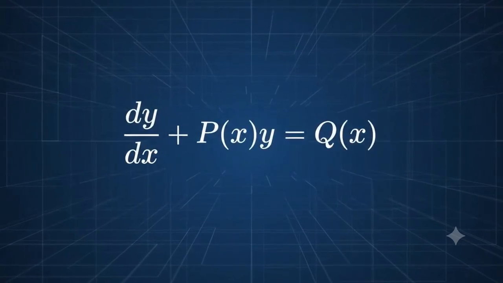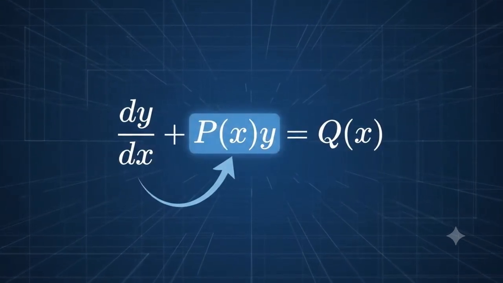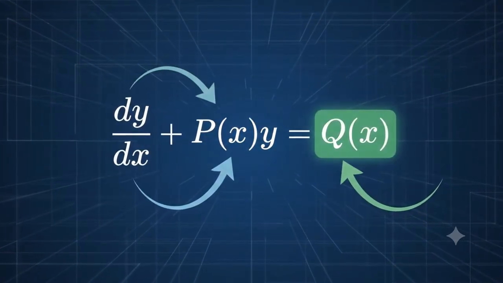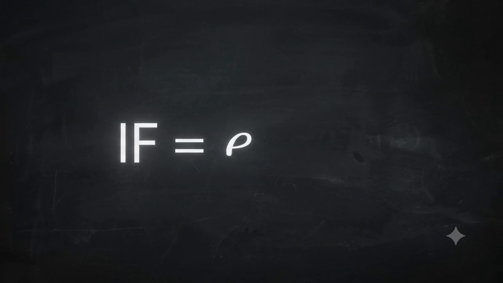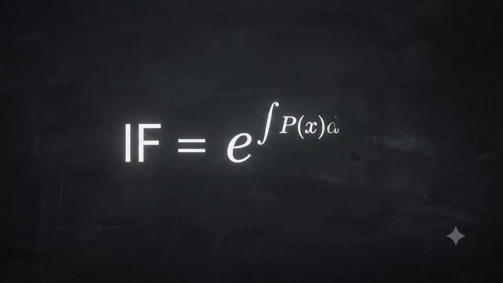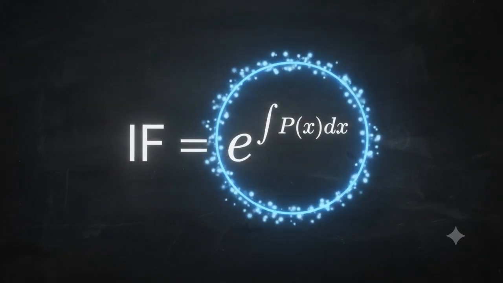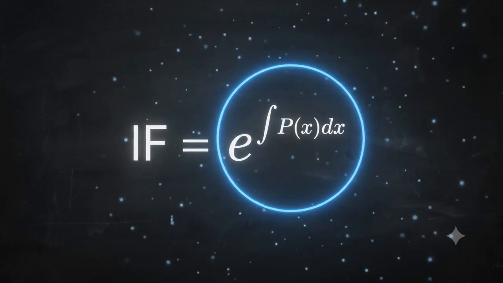Let's examine this standard form. Here, p of x and q of x are continuous. P of x is the coefficient of y, and q of x is on the right. This is a linear equation. Consider the integrating factor, animated as e to the integral of p of x dx. This function is key to solving our equation.